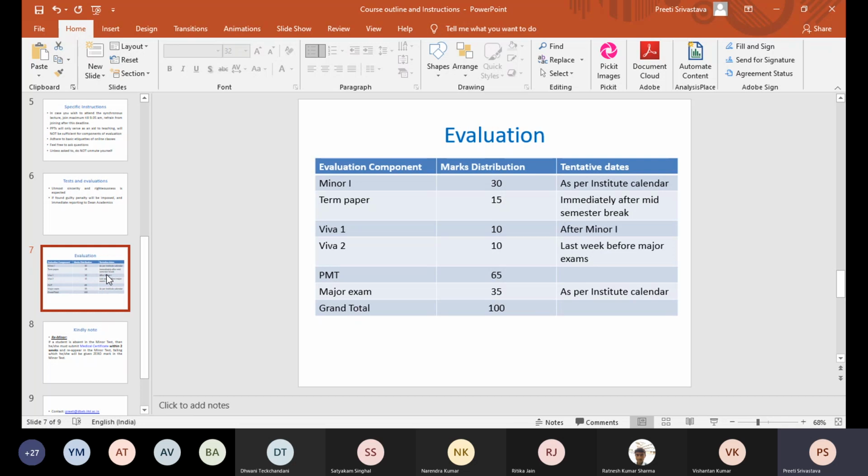So the pre-major total will be of 65 marks, and then we will have a major exam of 35 marks. The timings will again be as per the institute calendar. I hope this distribution and the evaluation components are fine with the class. Yes, ma'am. Everybody? Yes, ma'am.